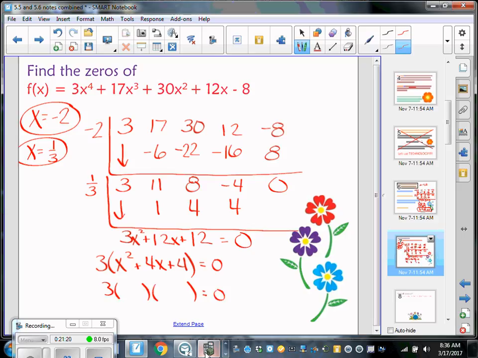What are your signs? Well, plus. Options for A. Just X. And then C. There's your 2 and 2. All right, so then X equals -2, -2, -2, and 1/3.